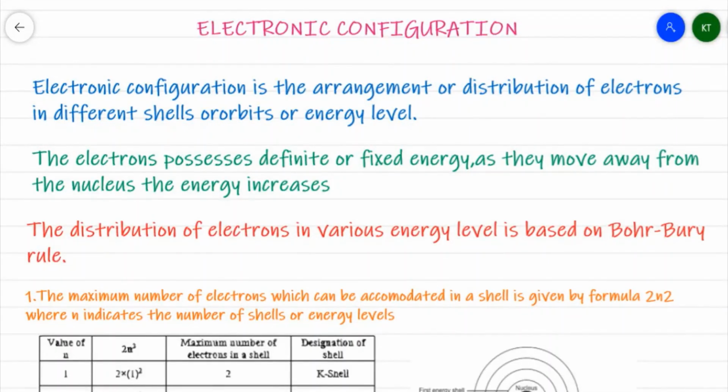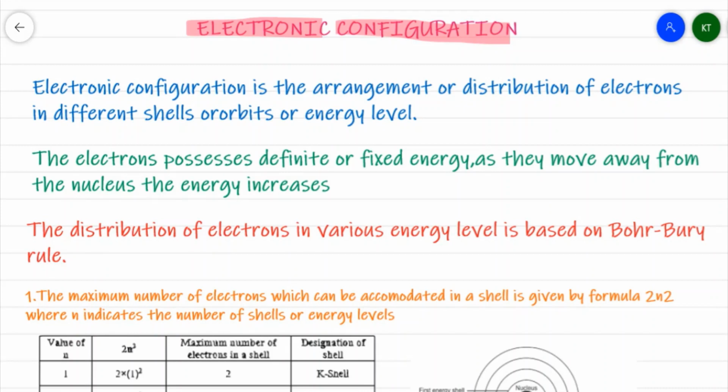In this video, we'll discuss what is meant by electronic configuration. In the previous video, we discussed what is atomic number and what is mass number. So here we have electronic configuration. So what is basically electronic configuration?